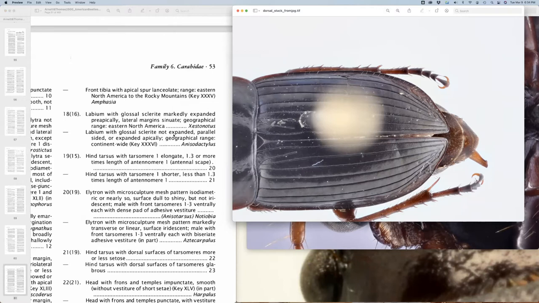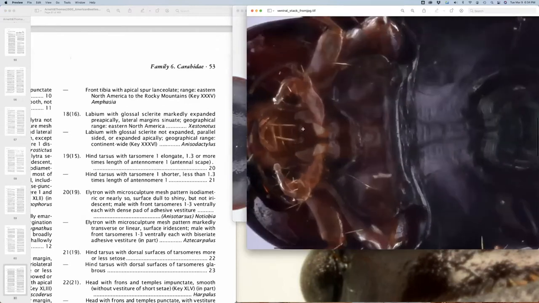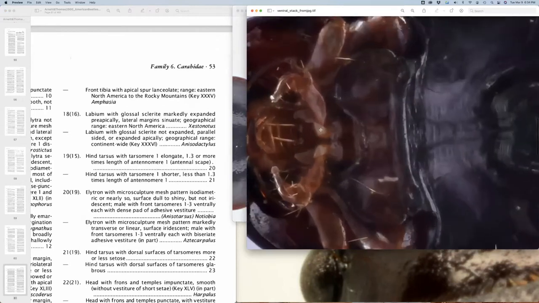Or is our glossal sclerite not expanded, or parallel-sided, or expanded only apically? And here again, we can't quite see this super well in our picture, but these two CD are right at the end of this glossal sclerite, which is expanded right at the end. This is kind of straight and expanded to the tip. And so we know that this is the genus Anisodactylus.